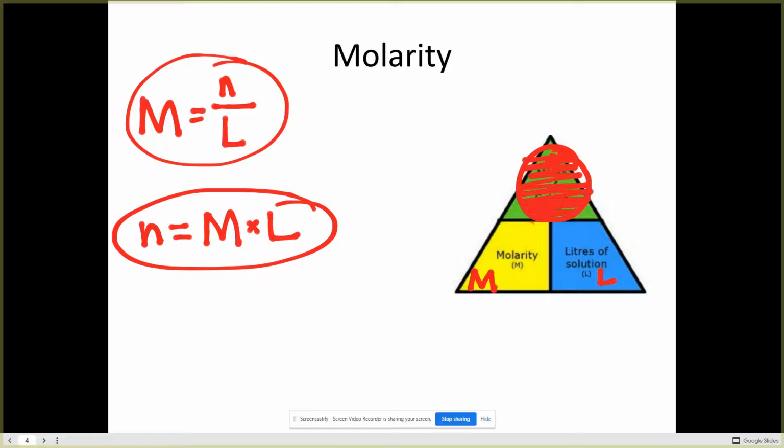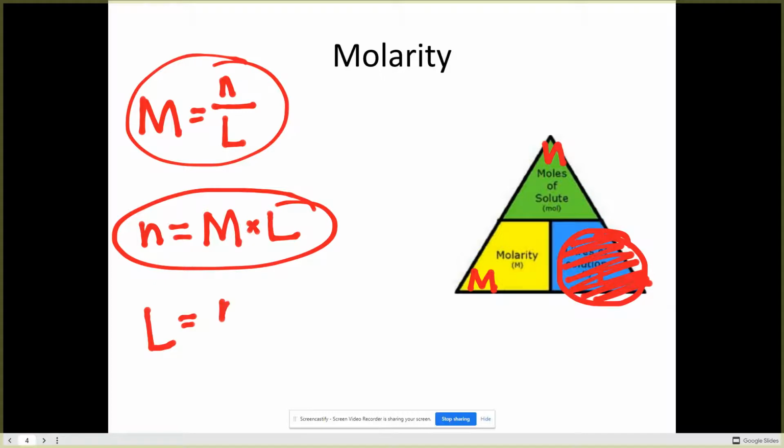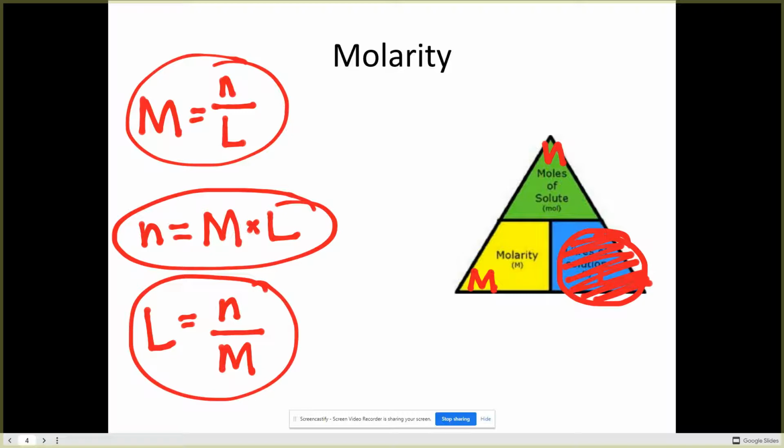All right. And finally, let's look at this again. What if we're looking for the liters of solution? So again, where's L? It's right here. L is unknown, so therefore you hide it. And what do you see? It's the N on top of the M. So to get the L, the liters of solution, you have to divide the number of moles by the molarity. And basically, this is your formula for L.